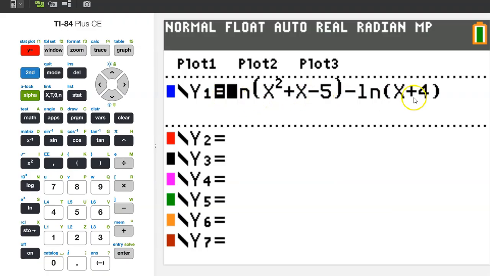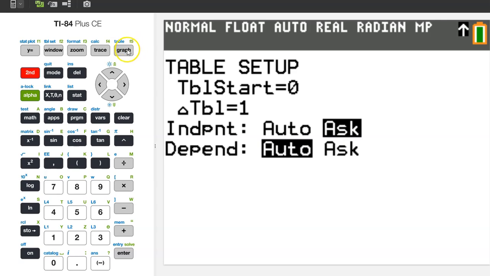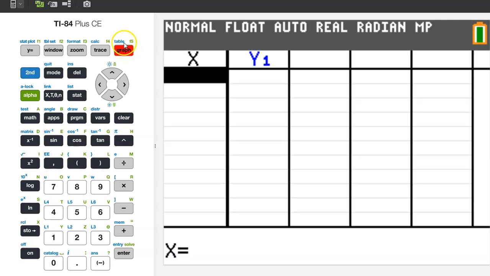When you have it all typed in, it should look like this. I need you to change one setting on your calculator. So hit second window for the table setup menu. Right here where it says independent auto, I want you to change this to ask. Go to here and hit enter. Now hit second graph to go to the table.